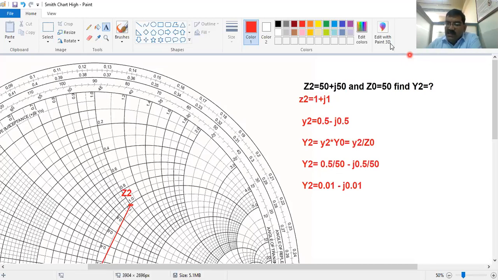Based on this, we will discuss afterward, next time, how a simple series parallel circuit can be converted by using the Smith chart. Series parallel circuit conversion you can do easily by using the various laws of electrical engineering. But whether the Smith chart can be used, yes, it can be used. So this is for the best understanding. Thank you.